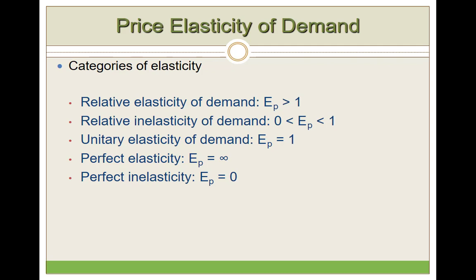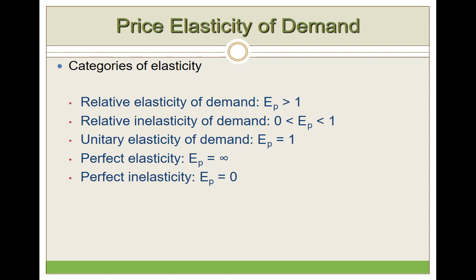One thing I forgot to put is usually this equal sign. In some books, but we assume that unitary elastic demand is not included as relatively inelastic. It's a special kind of elasticity which is called unitary elasticity, or unit elasticity, I should say. So the equal sign is sometimes there in some books for some reason. Then you have the unitary elasticity of demand that's equal to 1.